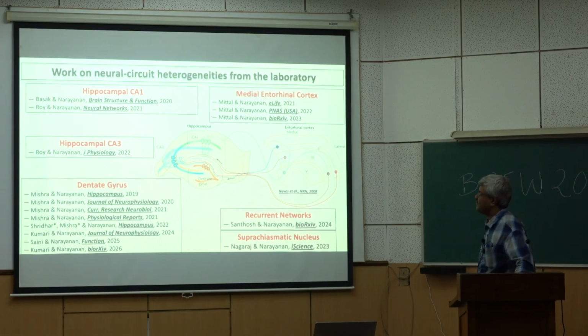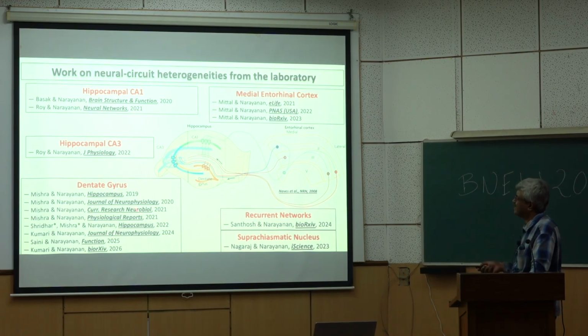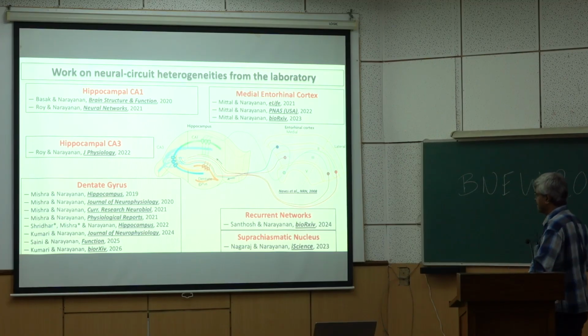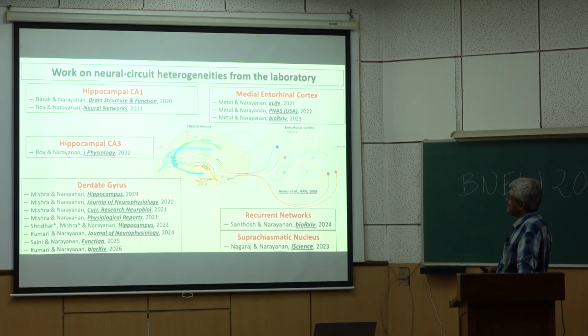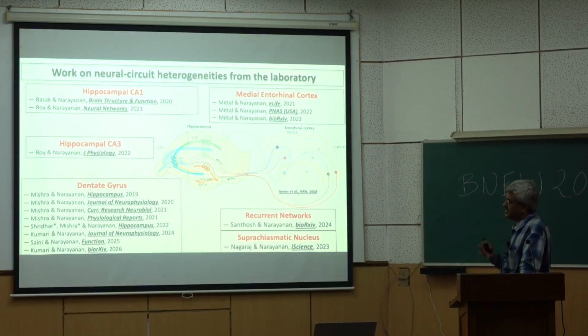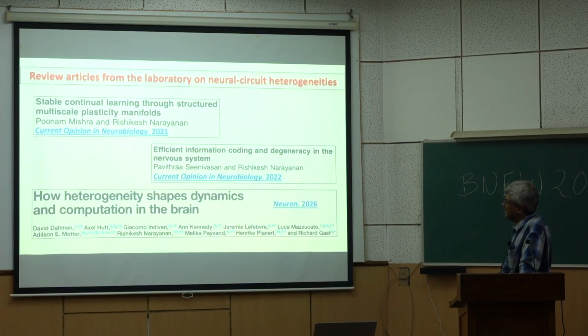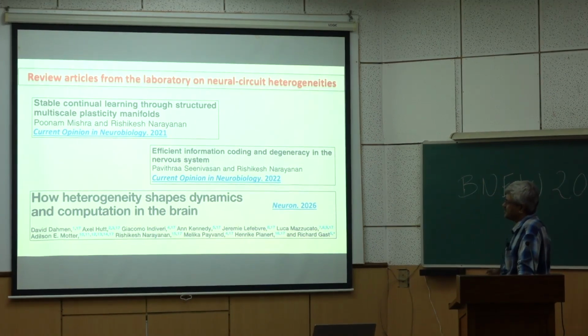All right, so we have been working on heterogeneities for a long time. As I said, Poonam was the one who started this line of work in the laboratory, but since then we have been looking at different neuronal subtypes, different networks, different kinds of heterogeneities, what exactly their impact is on function over the years. There are a bunch of review papers from the lab. This is with reference to stable continual learning. This is with reference to efficient information coding.